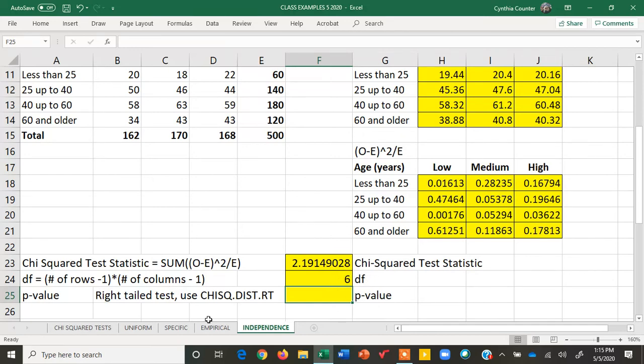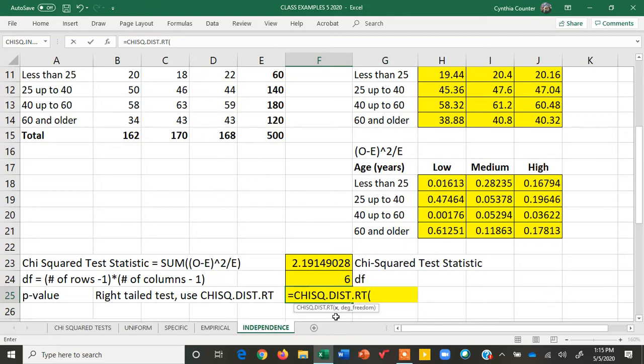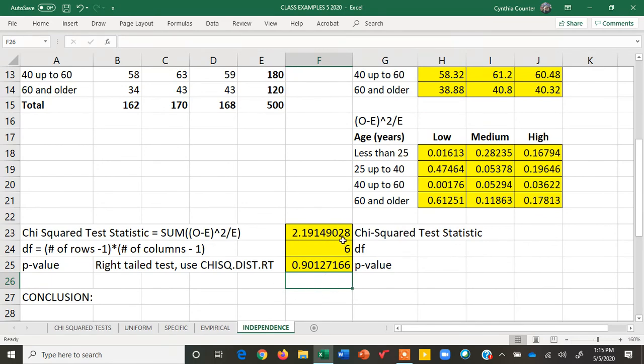And to find the p-value, we are finding the area in the right tail of the chi-square distribution. So we use chisq.dist.rt for right-tailed. So equals chisq.dist.rt. First input x is our chi-squared statistic, comma. Second input is degrees of freedom, and that's it. Close the parentheses. So the chi-squared test statistic and degrees of freedom are our two arguments. Hit enter, and we get 0.9. So 90% of the data is to the right of this chi-squared test statistic.